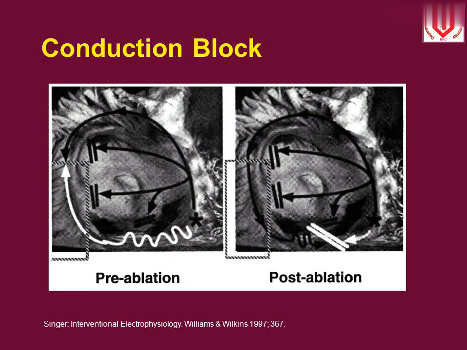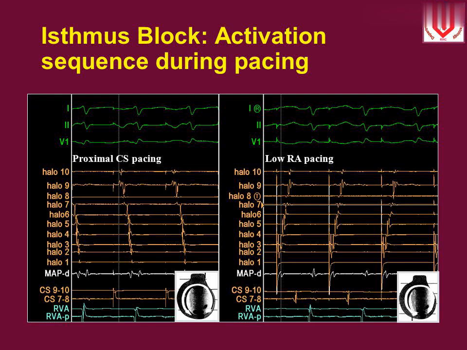Conduction block. Before the ablation, pacing near the CS os would allow the impulse to travel in both directions, eventually colliding on the lateral wall. After ablation, pacing near the CS os only allows the impulse to travel in one direction, eventually terminating at the line of block. Singer, Interventional Electrophysiology, Williams and Wilkins, 1997, 367. Isthmus block, activation sequence during pacing.